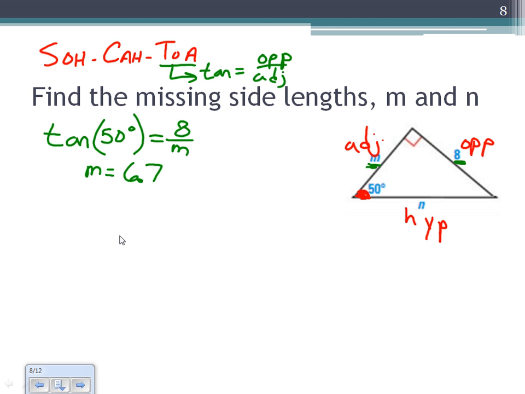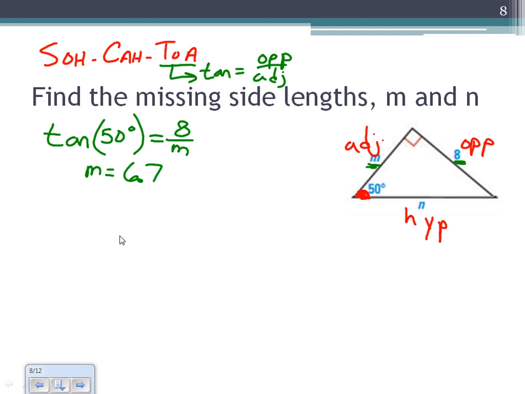Mauricio? Because the side M looks a little bit smaller than the 8. Yeah. M looks a little bit smaller than 8, and so it makes sense, okay? If you got something like 19, it wouldn't be correct.